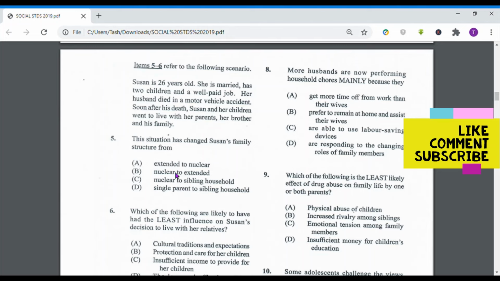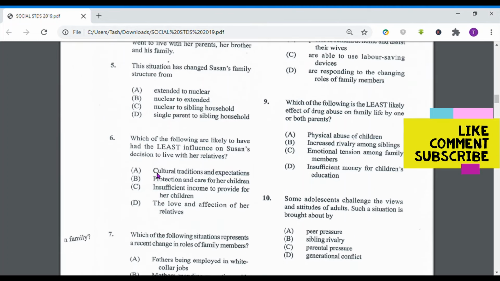So it's nuclear to extended or nuclear to sibling household. So since the parents are there and other children are there and her brother is there, that would have been an extended family. So it's nuclear to extended for number 5. So the answer is letter B.